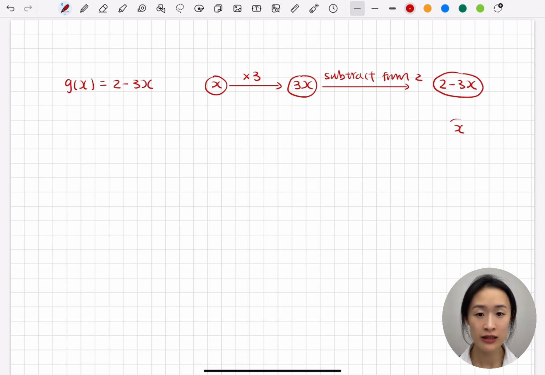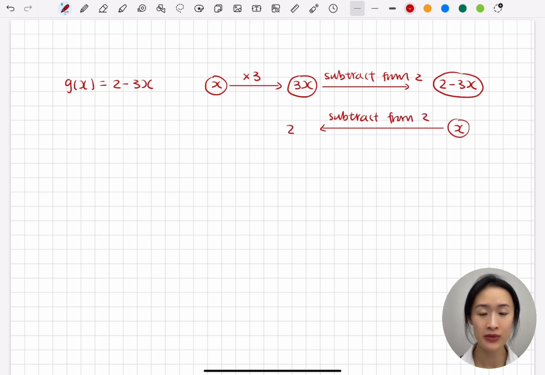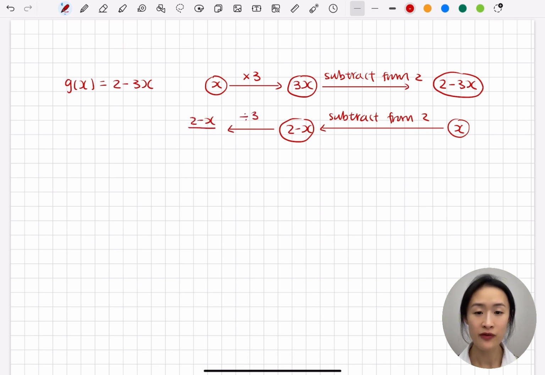Let's look at g inverse. As we mentioned before, subtract from, the inverse of that is itself. So subtract from 2, the inverse is going to be the same. So I have 2 take away x. And then the inverse of times by 3 is going to be divided by 3. I will have x, so subtract from 2, divided by 3.